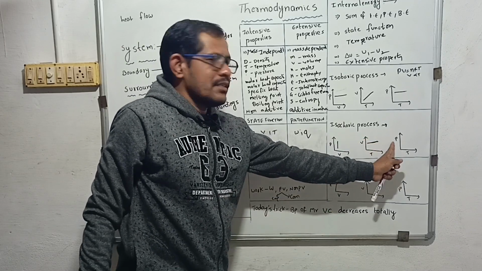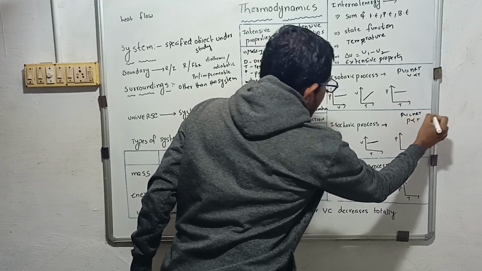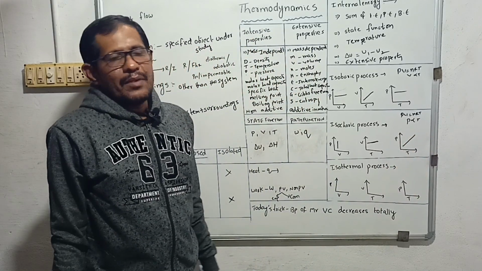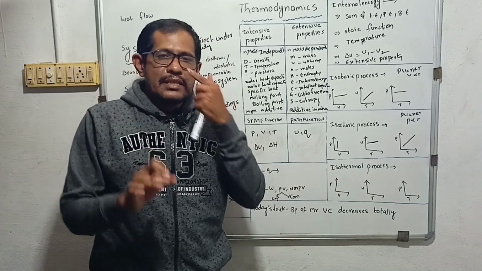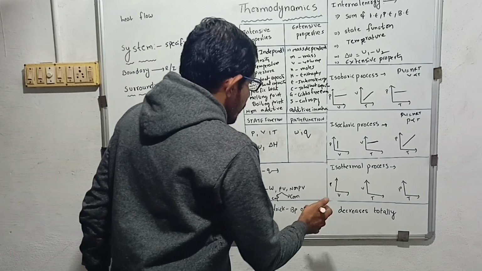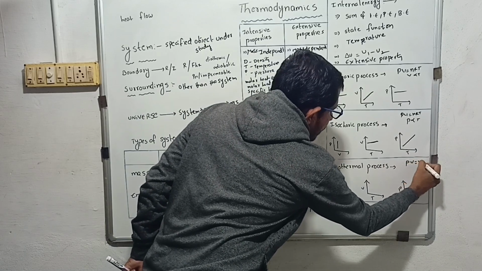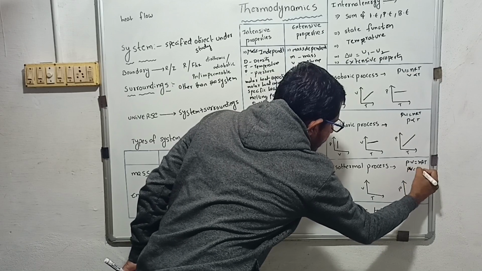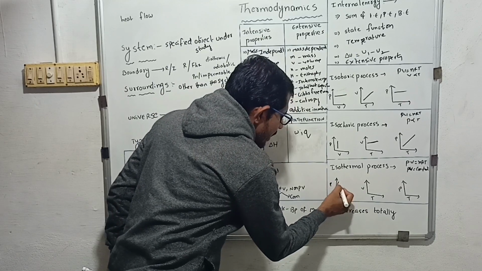Now here again the ideal gas equation will be applicable. PV equal to nRT, P directly proportional to T, so a straight line will come like this. So that is the isobaric process. Next, the isothermal process, where temperature change is zero. Here the ideal gas law applies: PV equal to nRT, so we can say PV equal to constant. PV equal to constant means the graph will come like this.